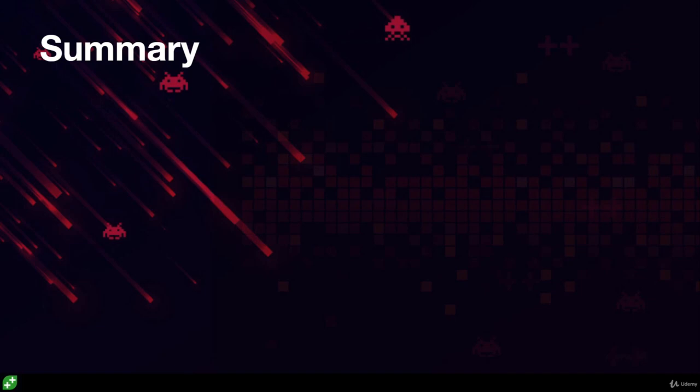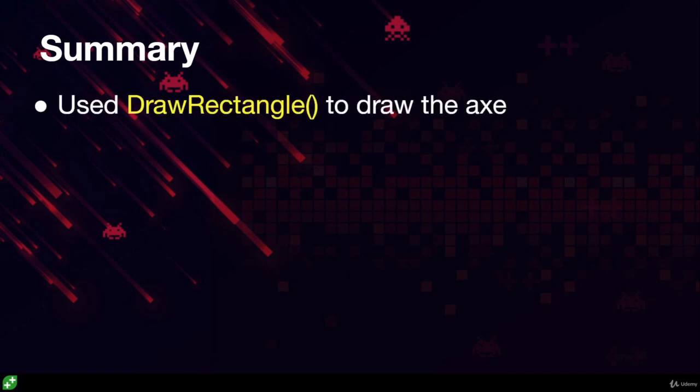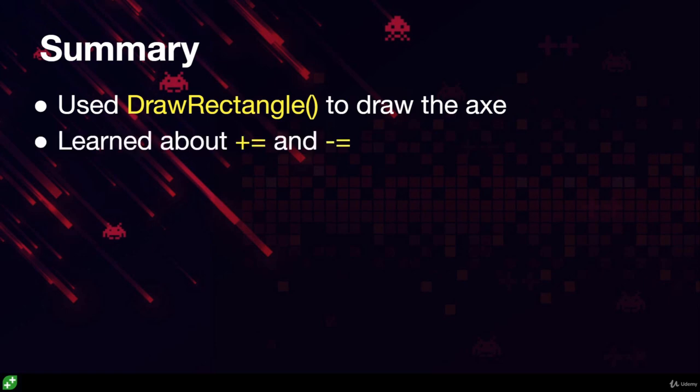Okay, in summary, we learned that we could draw a rectangle to the screen using Raylib's draw rectangle function, and we're calling this the ax. We also learned about plus equals and minus equals, and we use these as a sort of shorthand when adding values to our variables, and this makes our code look a little bit more clean.